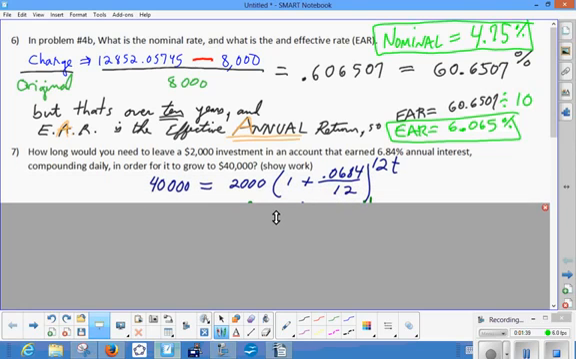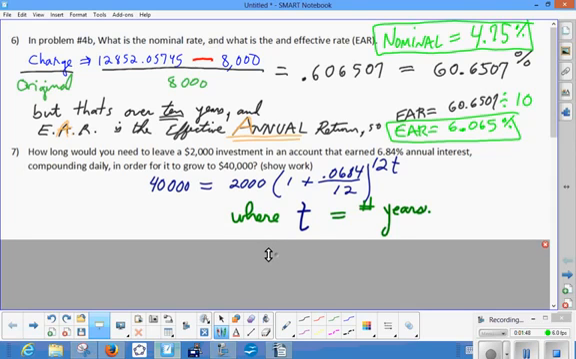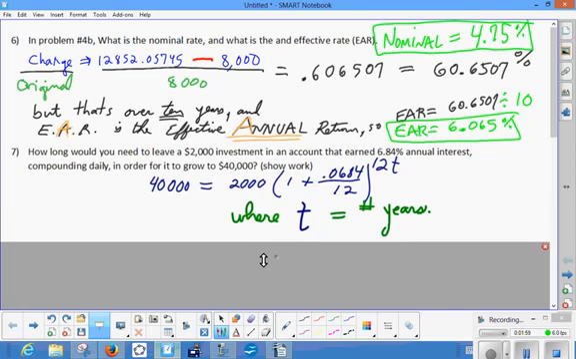Number 7, how long would you need to leave $2,000 in an account before it became $40,000? Here's the equation we'll use, where t is the number of years. You could be like Anna, and instead of an exponent of 12t, you could just put an exponent of x, where x stood for the number of months. Every time I've done it so far, though, I've used t for years.